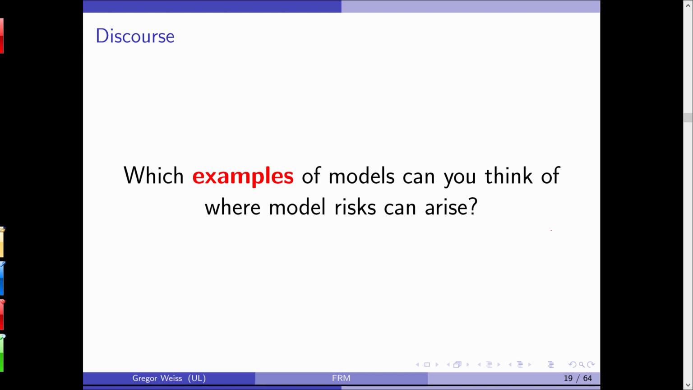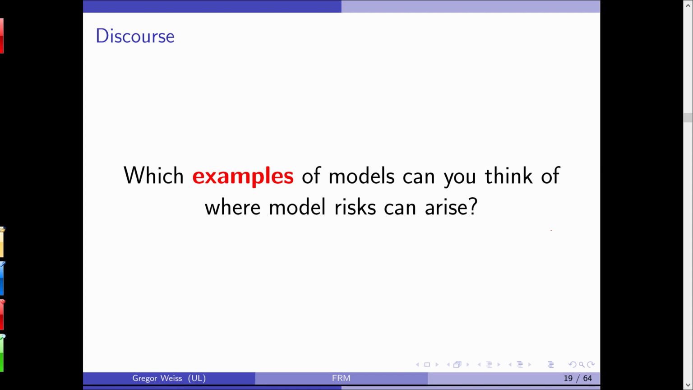Which examples of models can you think of where model risks can arise? Do you have any examples? Yes, slightly different. What's slightly different?